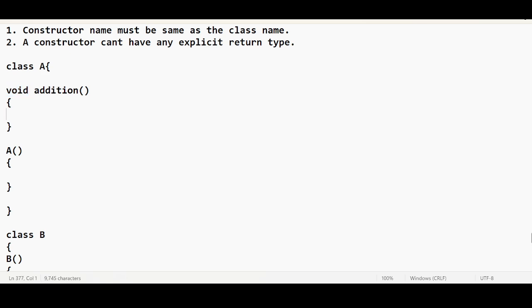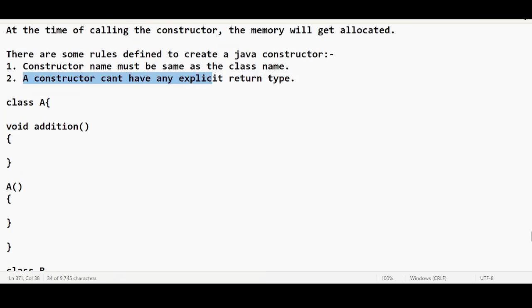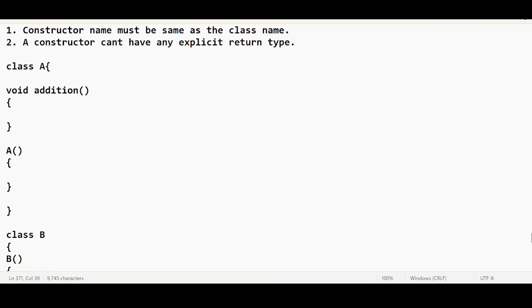When you define a method, it is going to have the method name, and the return type is also mandatory. Here void is the return type, which is also mandatory. This return type is not applicable for a Java constructor. That is the meaning of this point: the constructor cannot have any explicit return type. There is no point of adding void here. It is invalid, it cannot be called a constructor. The first rule is it should be the same as the class name. The second rule is it cannot have any return type.